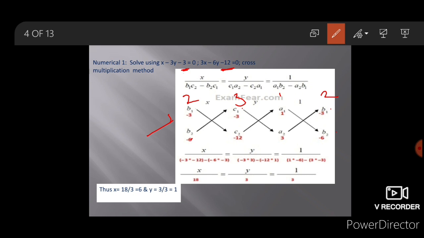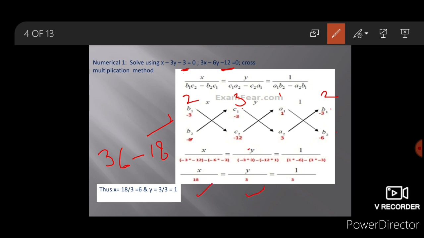Now by cross multiplication, minus 3 multiplied by minus 12, what do we get? We get 36. Minus 6 multiplied by minus 3 is equal to plus 18. So 36 minus 18 is equal to 18. Therefore x upon 18.